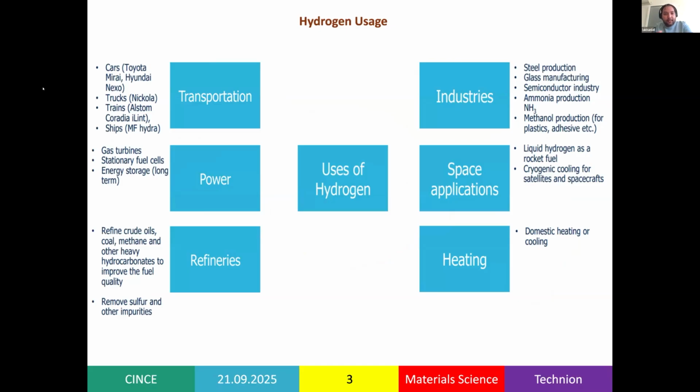It also goes to stationary power applications, like to produce power in a fuel cell. It goes to refineries, industries like semiconductor industry, steel industry. They all require hydrogen. It has a range of applications from power generation to space applications as well.